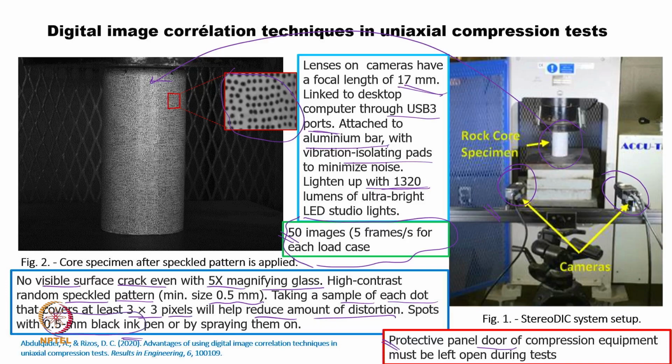This is the 0.5 mm I mentioned. This kind of pattern can be made using black ink or by spraying on the surface. However, we know the spray will not be that uniform. However, it depends on the circumstances or the available resources we can utilize.